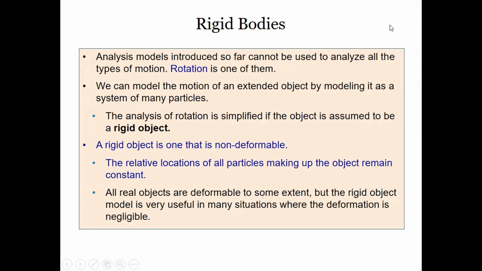As we know very well, rigid bodies are what we are considering in mechanics, and the analysis models introduced so far for the rigid bodies cannot be used to analyze all the types of motions. Rotation is one of those which cannot be explained through linear motions. So we can model the motion of the extended objects by modeling them using a system of many particles and by considering the center of mass.